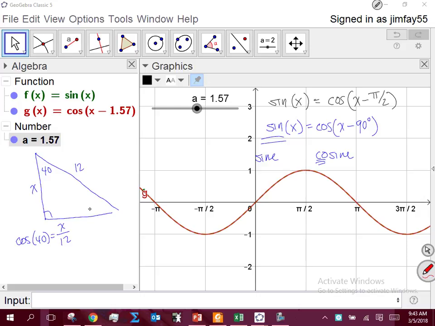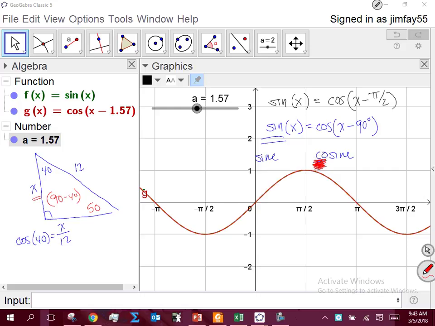Well, what would this angle right here be? 50. How'd you find that? Okay. Or it's the same thing you just did. 90 minus 40? Does that make sense? Because these two angles have to add up to what? 90. What's the word for two angles that add up to 90? Complementary, right? Okay.